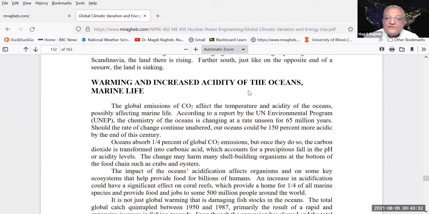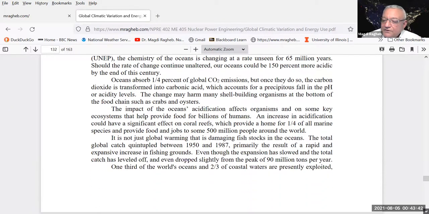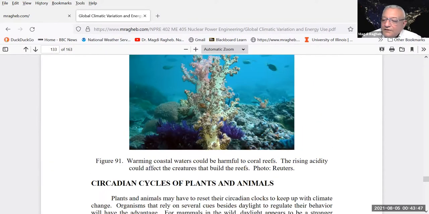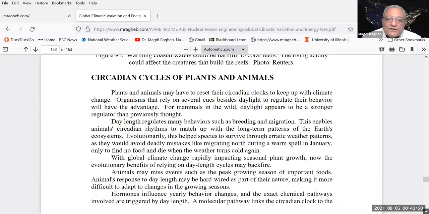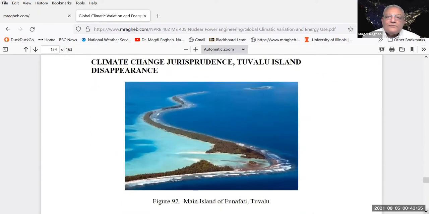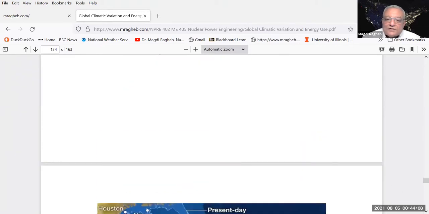The warming can increase the acidity of the oceans. If it increases the acidity of the oceans, it affects the algae growth. And some people suggest that if you affect the algae growth, the fish supply, that's a food supply, could be jeopardized in general. That could also affect the circadian cycles of plants and animals. So we'll have a very, very different world if we continue the process. And it's already happening in some parts of the world, like Tuvalu Island, which is disappearing because of the increase in the water level of the oceans.